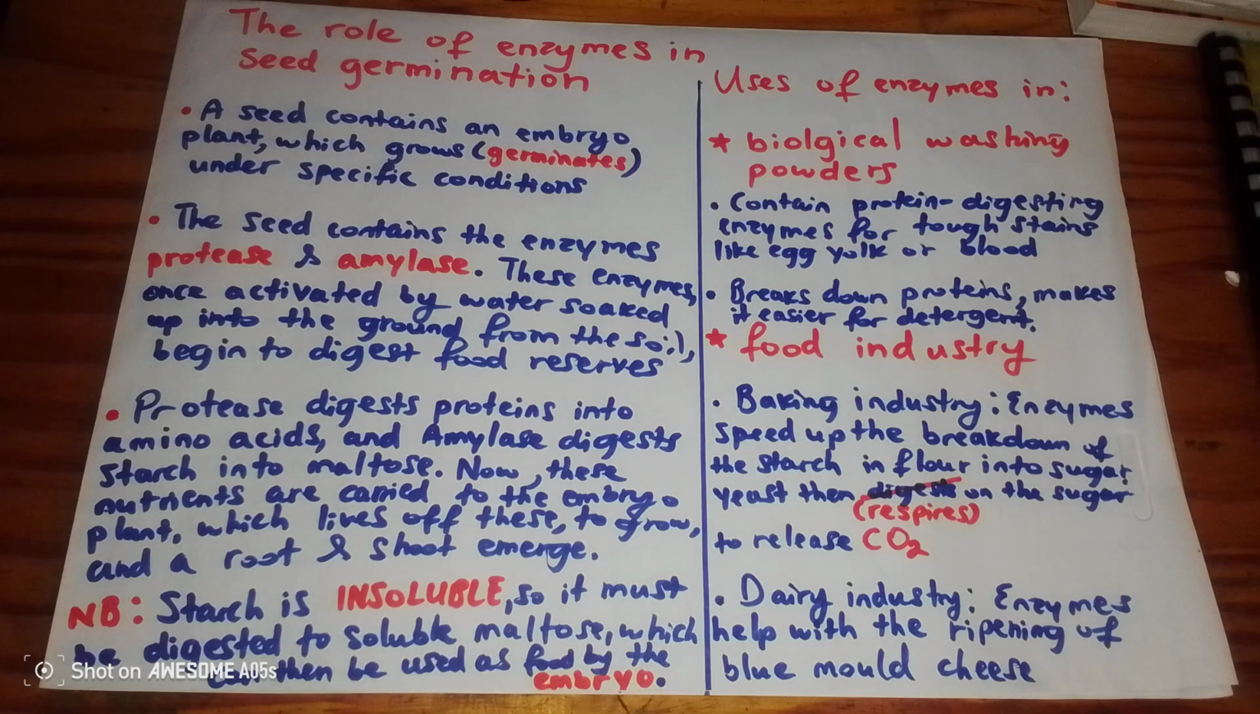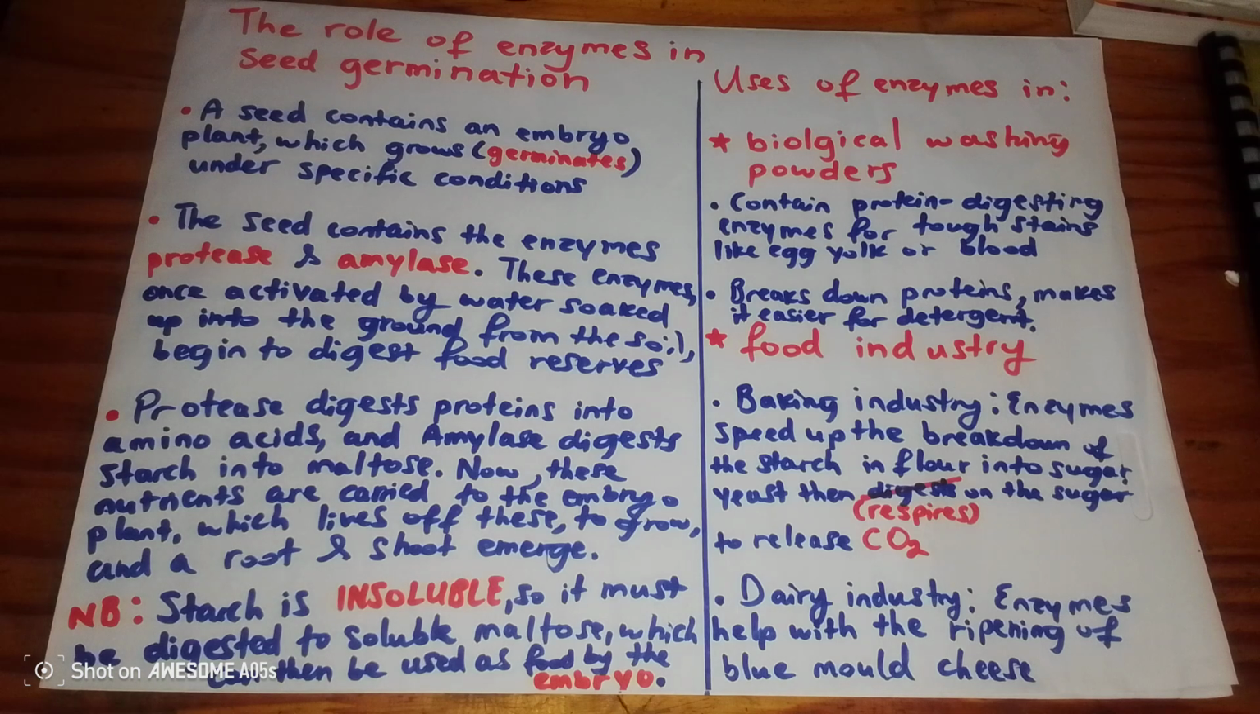One thing for you to know is that the food contained in the seed, that being the starch and the proteins, are insoluble biological molecules. And therefore, they must be broken down into simple molecules that this embryo can then use to grow and germinate the seed. Therefore, we need the water because the water, once soaked into the seed, will activate enzymes which will break down the starch into maltose and break down the proteins into amino acids. And that is the role of enzymes in seed germination.